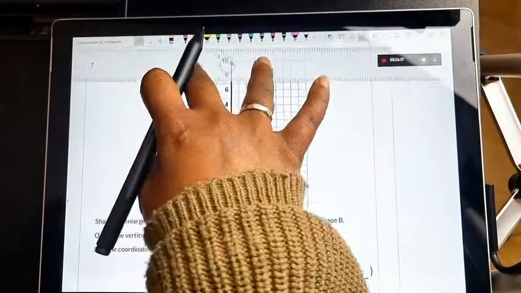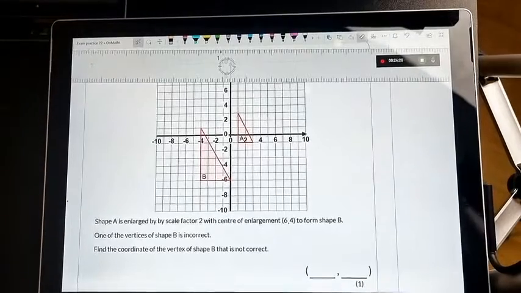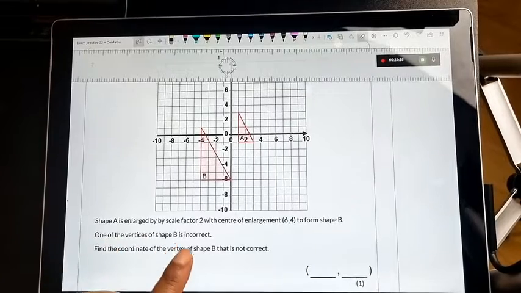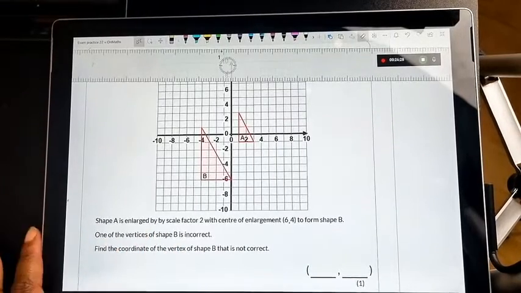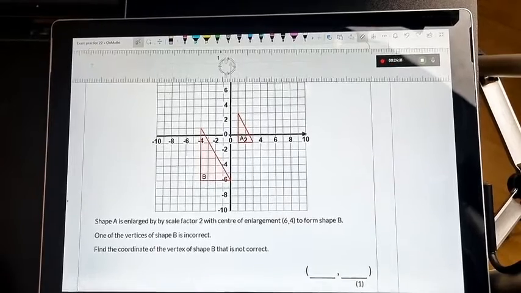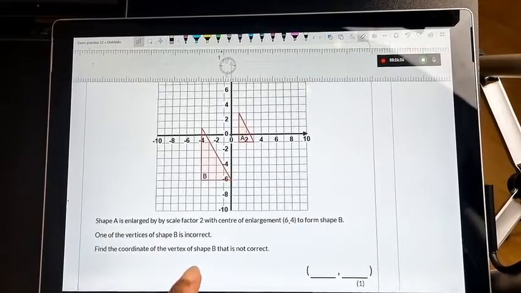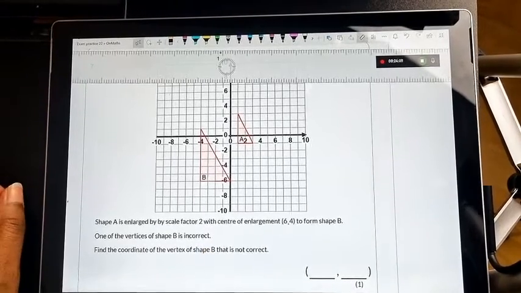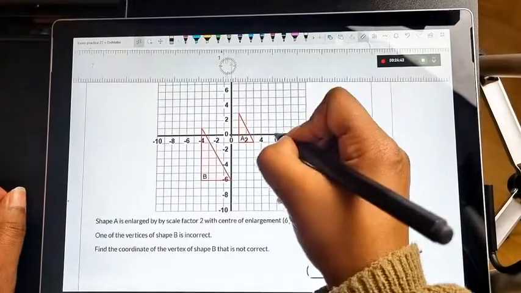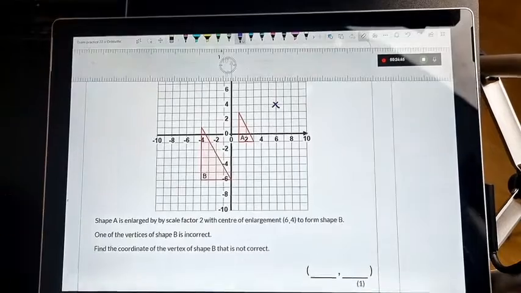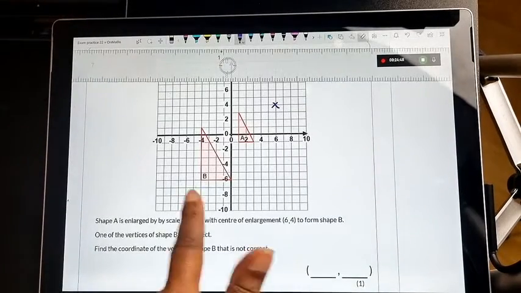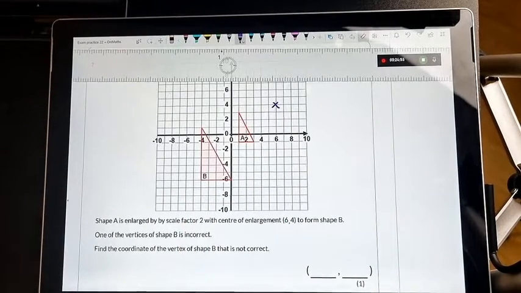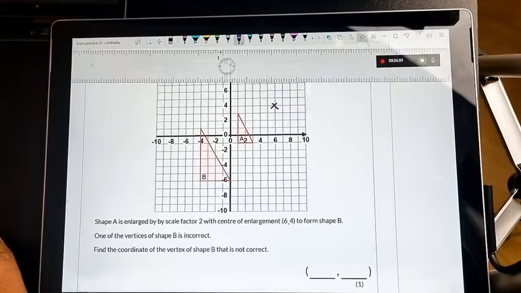Let's read this question first. I know I need a ruler for these type of questions, so I always bring it out. So this is question 7. Shape A is enlarged by a scale factor of 2. That means it was multiplied by 2. With the center of enlargement 6, 4. So let's go 6, 4. That's the center of enlargement, guys. So shape A is enlarged by factor 2 to create shape B.